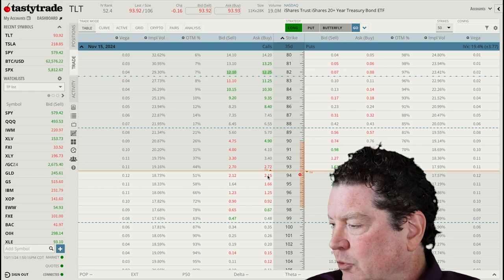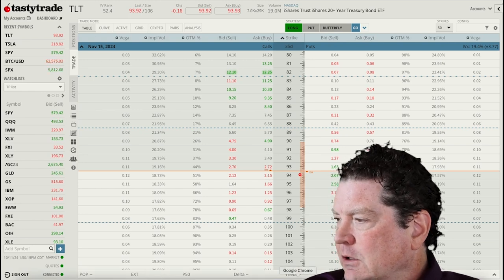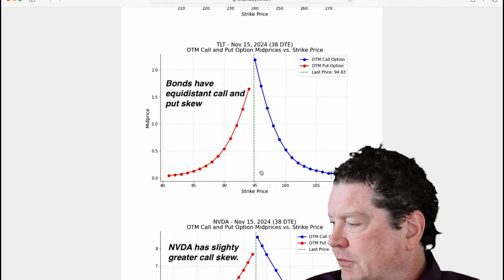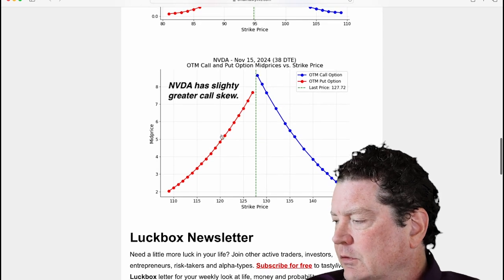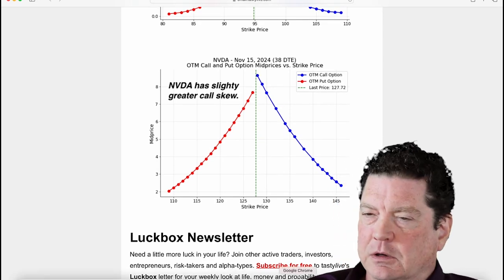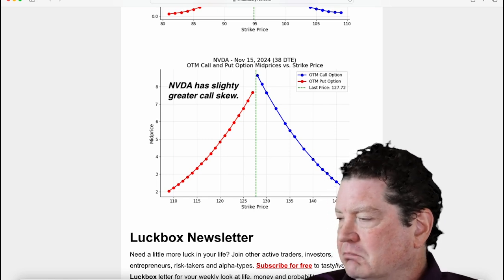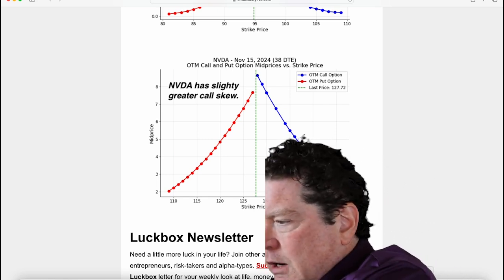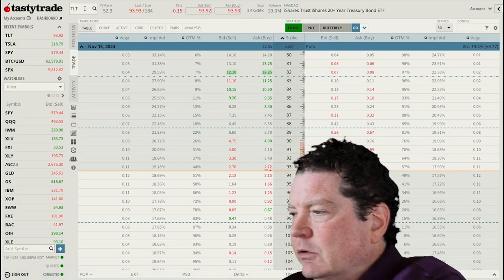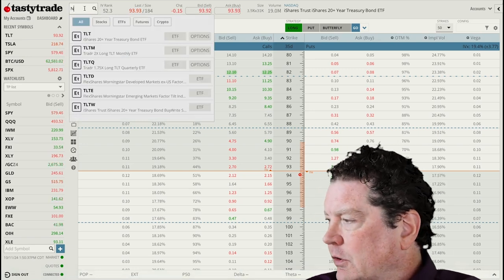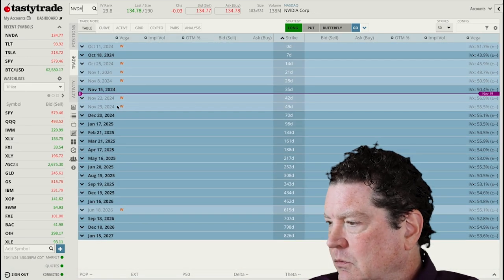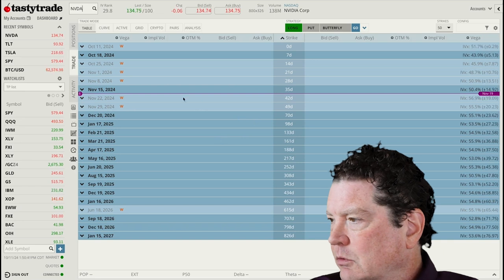And the third one the guys pulled up is NVIDIA, which has slightly greater call skew. Let's pull up NVIDIA. And these are obviously different products. You've got Tesla, TLT, and NVIDIA, different products, different stocks, and different implied volatility scenarios. So NVIDIA also has earnings coming out in a little while. Let's go out to 49 days and we'll see where it's at.